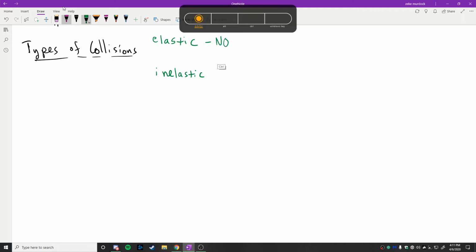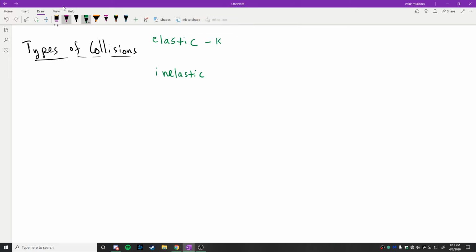A better way of saying it is that kinetic energy is conserved. And by contrast, an inelastic collision is defined as one in which kinetic energy is not conserved, and it's converted into some other type of energy. All right. So inelastic collisions cover the vast majority of collisions.